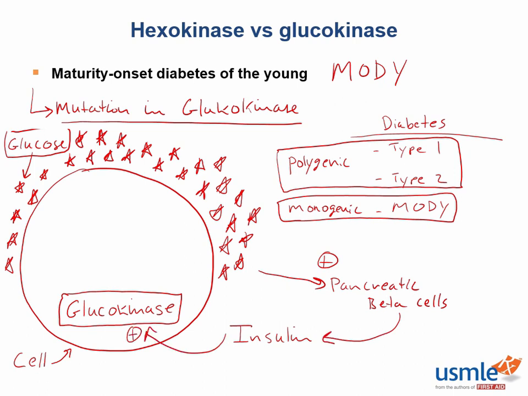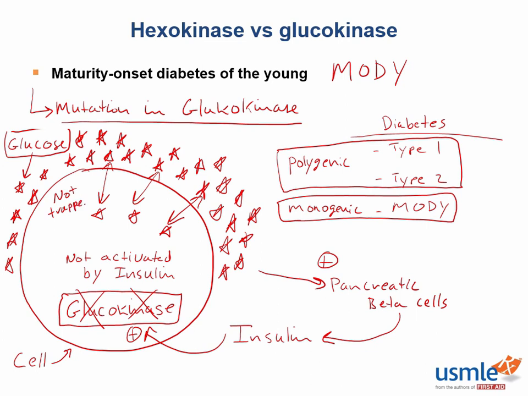Now in MODY, there's a point mutation in the glucokinase enzyme that causes it to malfunction, and in this case, insulin will not be able to activate glucokinase as it normally would. This results in increased levels of glucose in the bloodstream, because the glucose would no longer be trapped inside the cell. Now it's important to note that a hexokinase mutation has not been associated with MODY, just a glucokinase mutation.